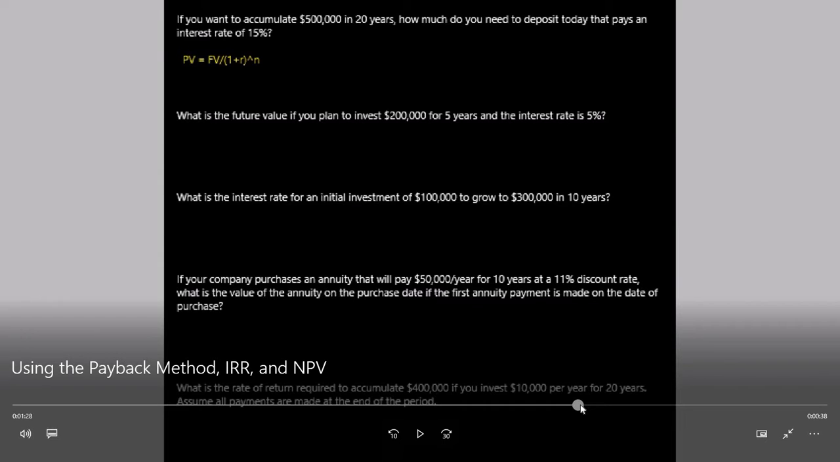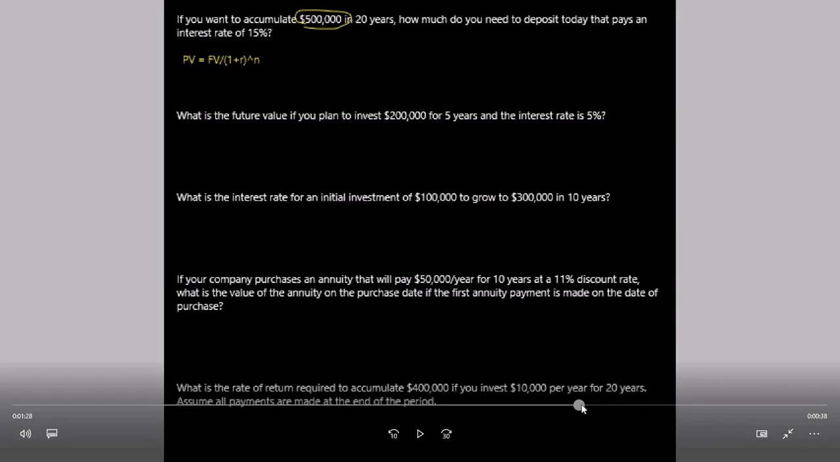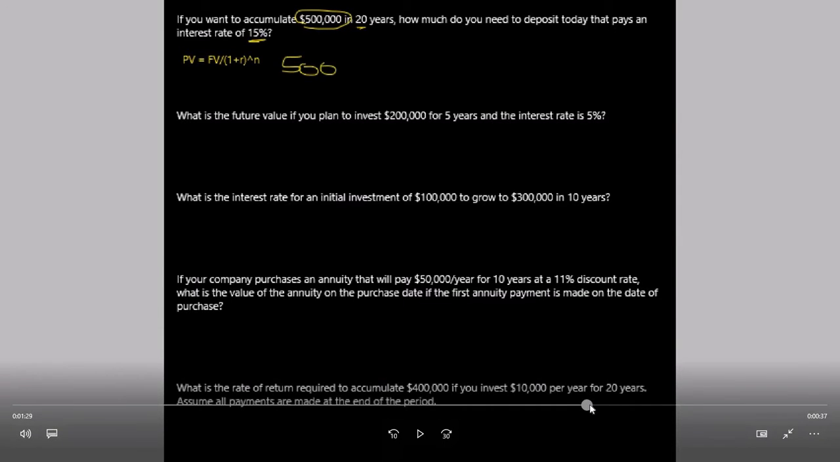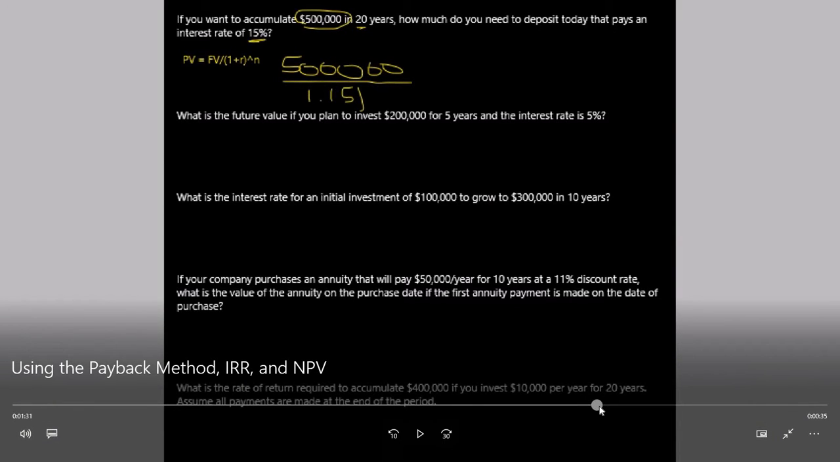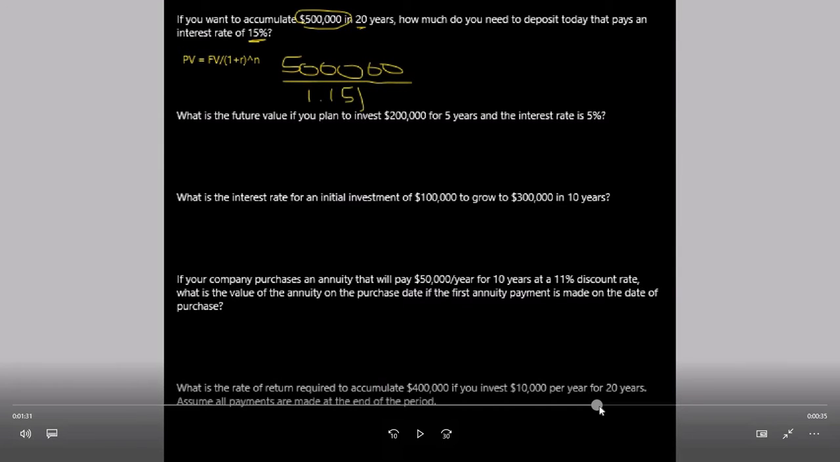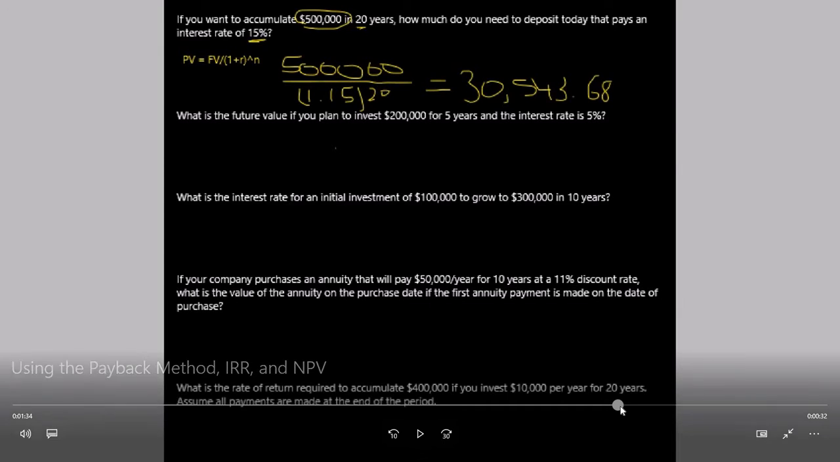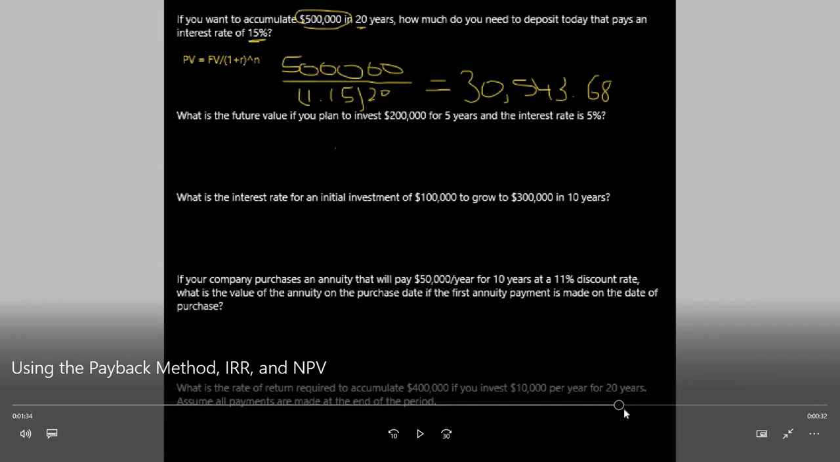We know our future value is $500,000. We have 20 years, so $500,000 divided by 1.15 to the 20th power because our interest rate is 0.15. And we come up with $30,543.68 is what we need to deposit today. Next, what is the future value if you plan to invest $200,000 for 5 years and the interest rate is 5%?